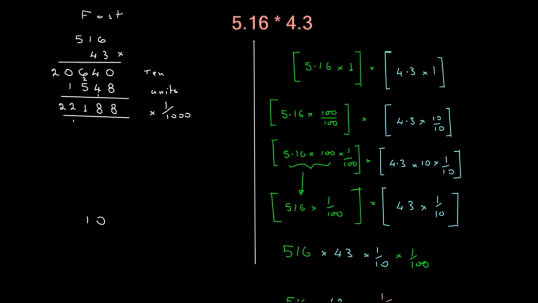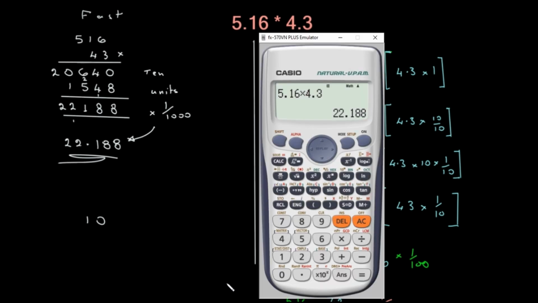The way I've written that, I've included that, so we have to write it underneath. So it is 22.188. That number multiplied by that number gives me that number there, which matches our calculator. Once you get used to it, this is fairly fast. So let's do another one.